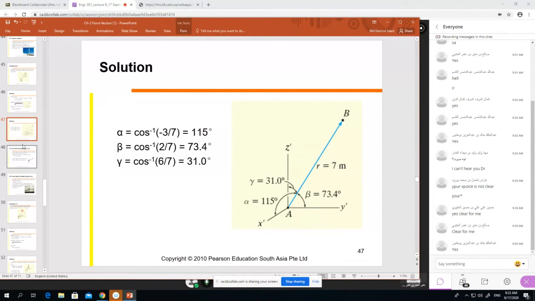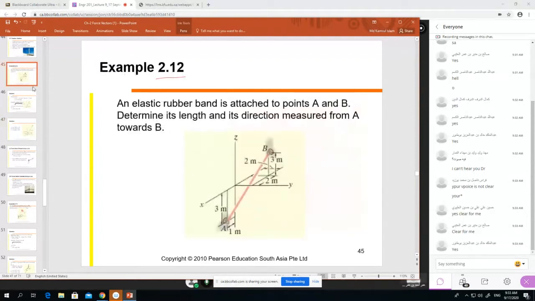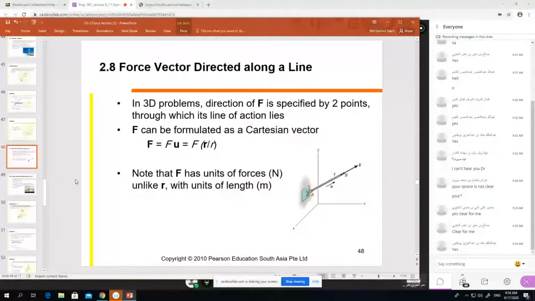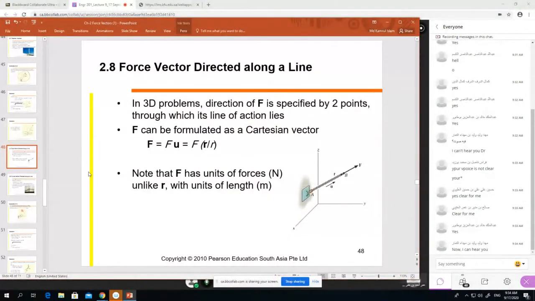So well, we start a new chapter today. If you don't have any problem with the example we have done before, we have completed this example before, right? Now we are going to look at this one. Okay. So now there are two new topics: force vector directed along a line.